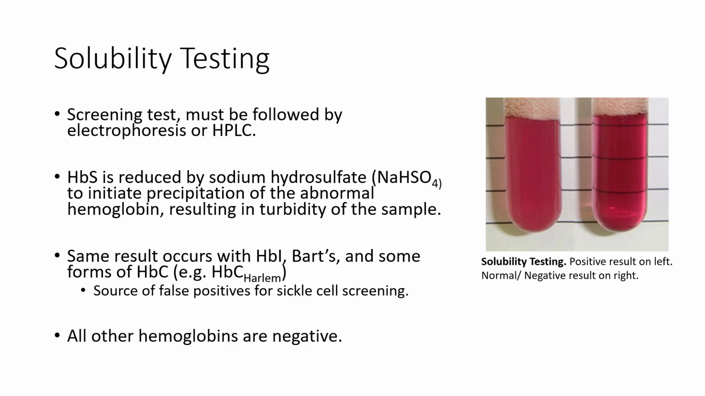The problem with this test is that you may initiate precipitation of other abnormal hemoglobins that are not hemoglobin S, such as hemoglobin I or even C Harlem. And so you must follow this up with HPLC or electrophoresis to reconcile these false positives.